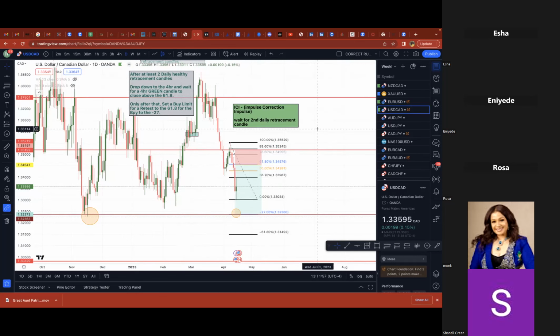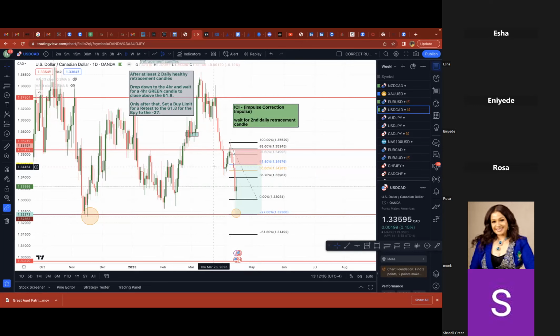When you say healthy, what do you mean? They can't be dojis, or cannot be imbalance, or what do you mean by healthy candle? If there's 2, for example, if this was 2 tiny dojis, it's not a healthy enough retracement. Here's a healthy retracement. Here's a healthy retracement. If it was just 2 tiny dojis, it's not enough to give us the entry that we're looking for, because price can always continue to come back down and give us that healthy retracement. We don't want to jump the gun.